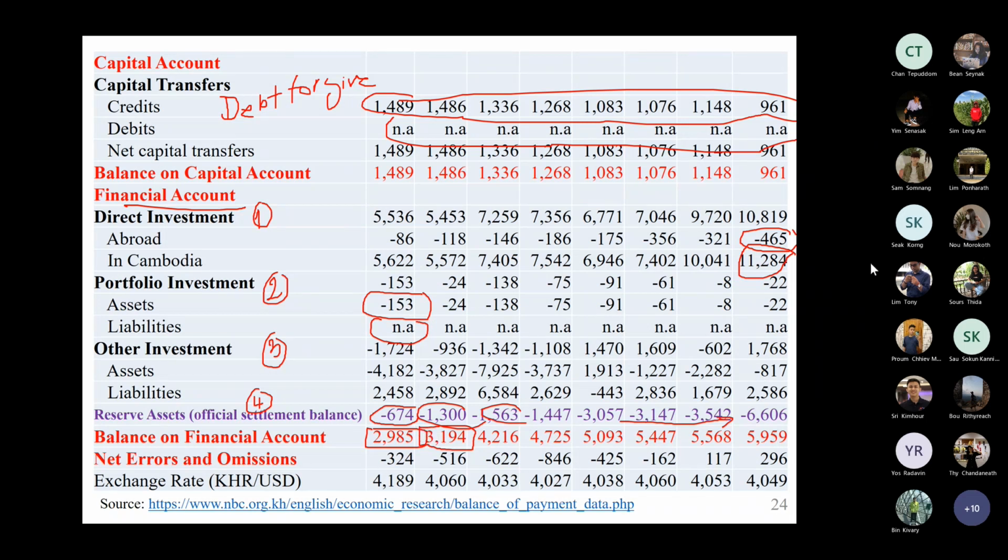Teacher, I have a question. Yes, Ravi. Can you clarify indirect investments? Yes, can you hear me, lecturer? Yes. What I want to know, what is the difference between direct investments and portfolio investments?